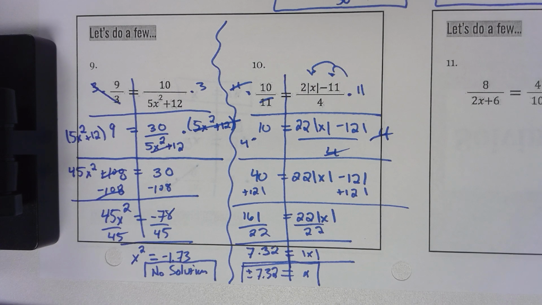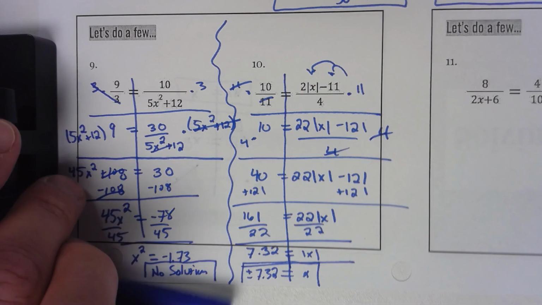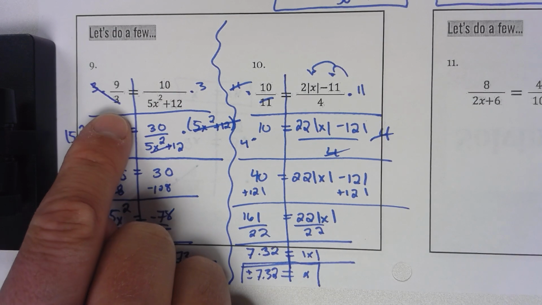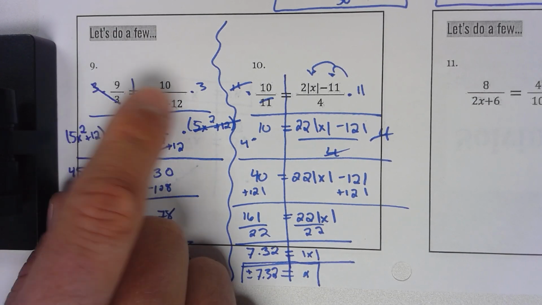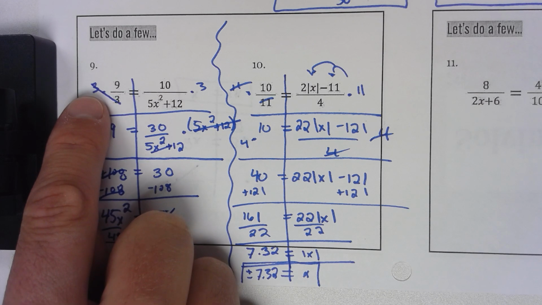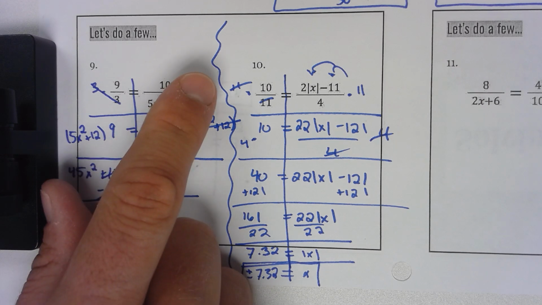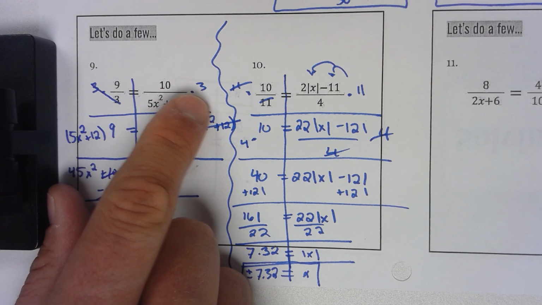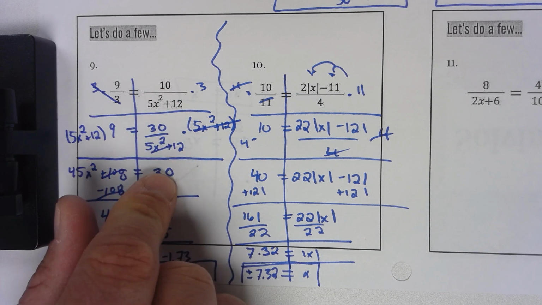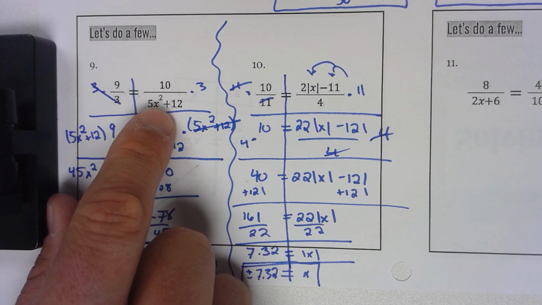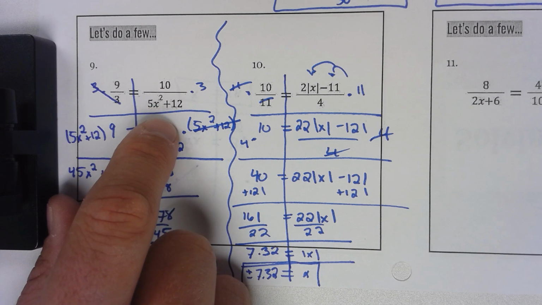Okay, so the first thing I did here, number 9, is I want to get rid of the dividing by 3. So I multiply both sides by 3. That gets rid of this dividing by 3, making the left side just 9. And then multiplying this fraction by 3, that makes the numerator 30. And the denominator is just getting multiplied by 1, so it remains unchanged.